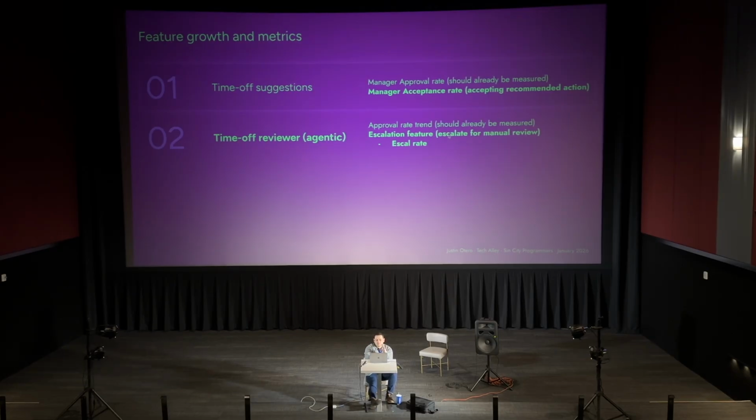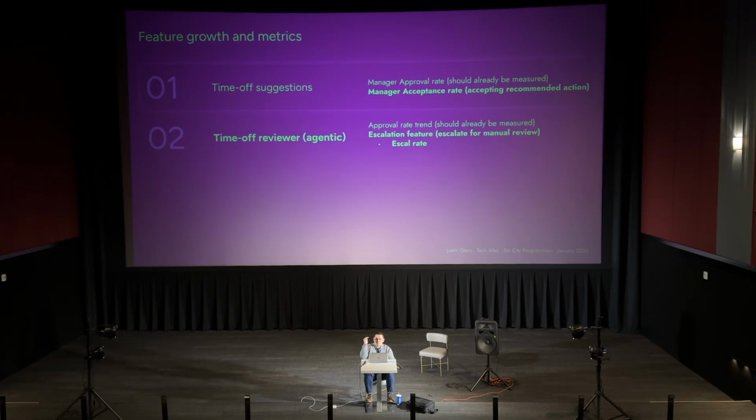But what's going to happen is you might need someone to take a second look, right? You're like, why is my manager just declining my PTO? Why is he always requesting info? So we're going to create an escalation feature, right? And with that escalation feature, we now need to measure the escalation rate. How many times is something being escalated?